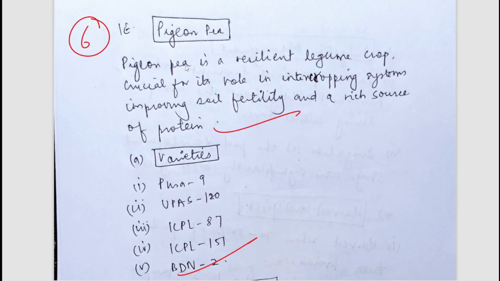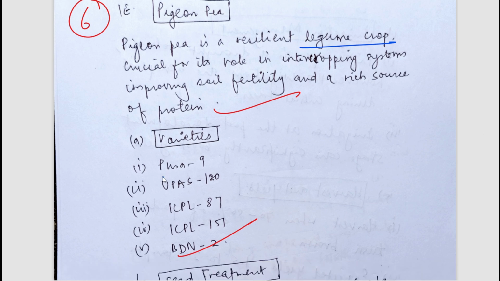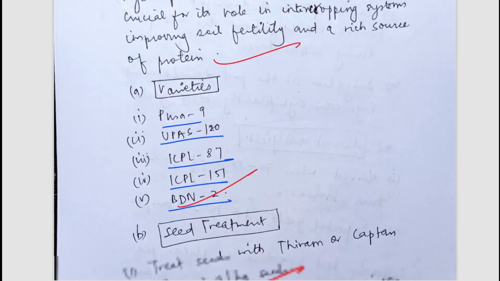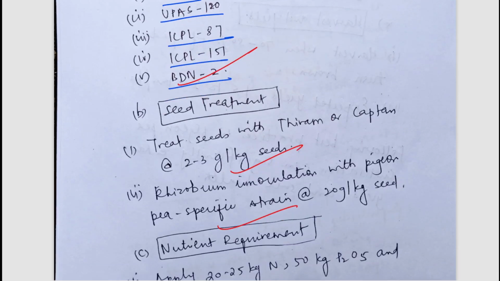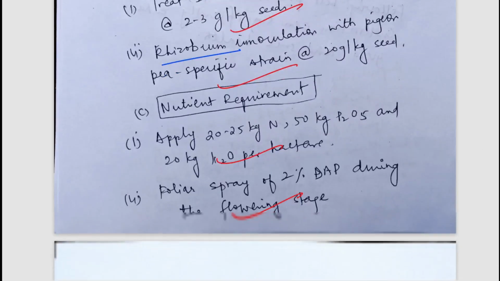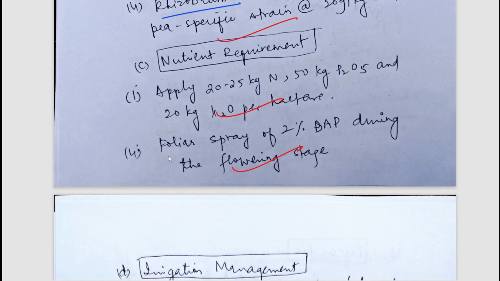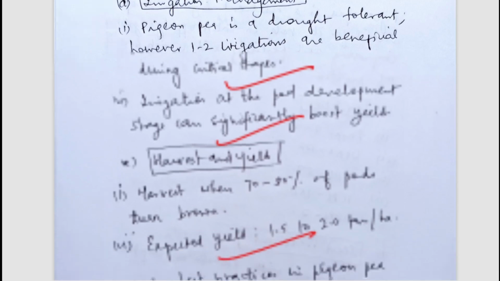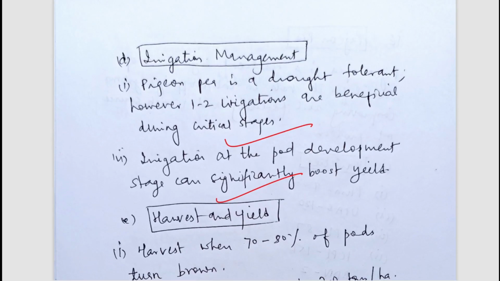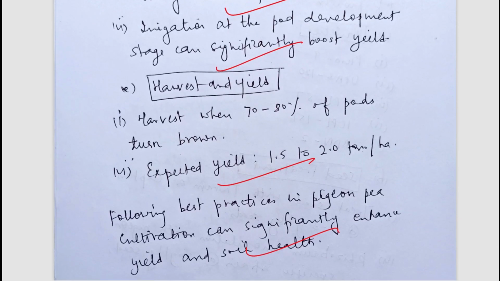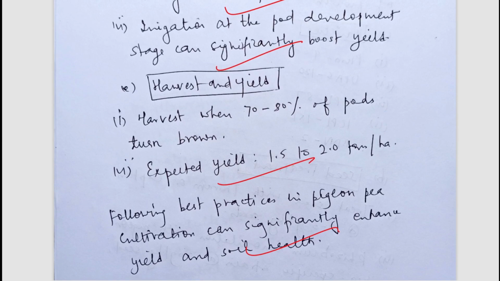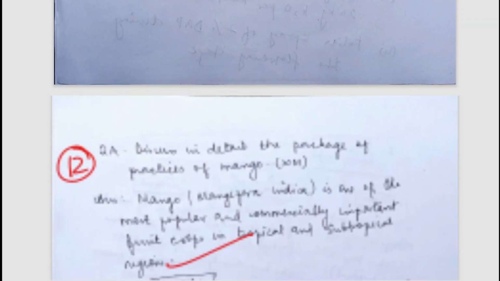The next crop is the pigeon pea. Again, pigeon pea is a legume crop. Varieties have been mentioned such as Pusa 9, UPAS 120, ICPL 87, ICPL 151, BDN2. So nicely written answer. In seed treatment, again thiram, captan is used. Rhizobium can be used. Again, nutrient management has been mentioned. Foliar spray can be done. Irrigation management has been mentioned. Harvest and yield have been mentioned. So if you want to read the answers in detail, you can pause and read. Now let's move to the next question.